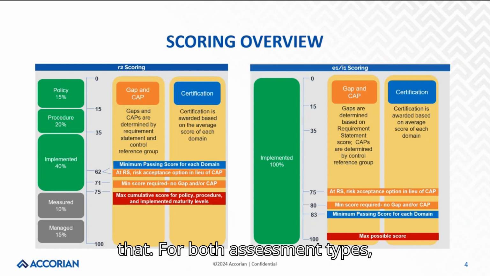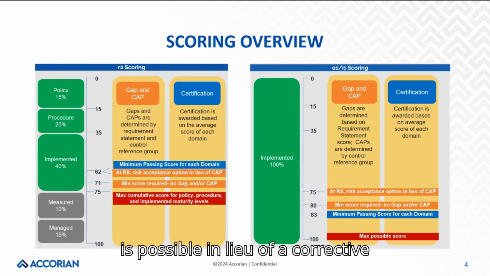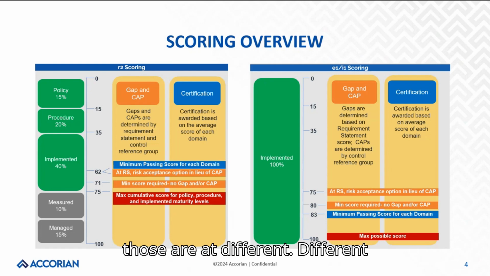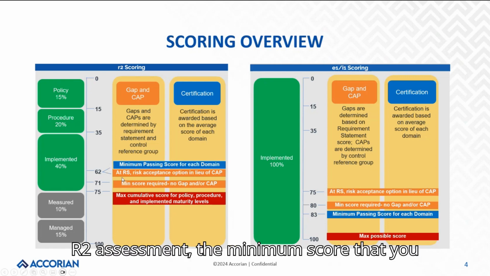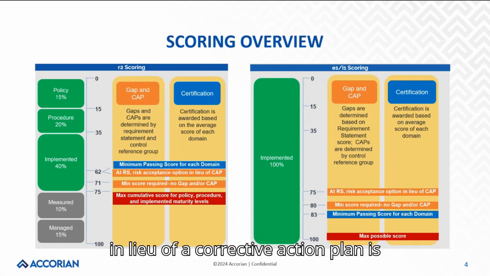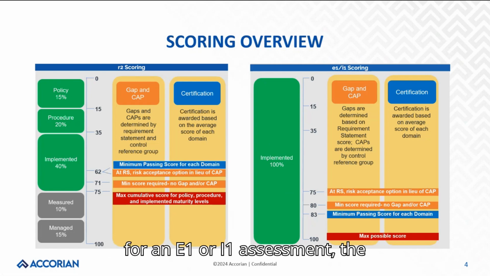For both assessment types, risk acceptance is possible in lieu of a corrective action plan, and those are at different minimum scores. For an R2 assessment, the minimum score that you have to achieve in order to accept a risk in lieu of a corrective action plan is 62. For an E1 or I1 assessment, the minimum threshold is 75 points.